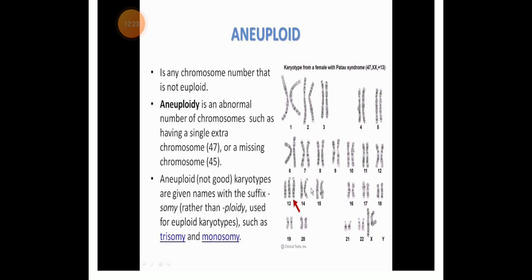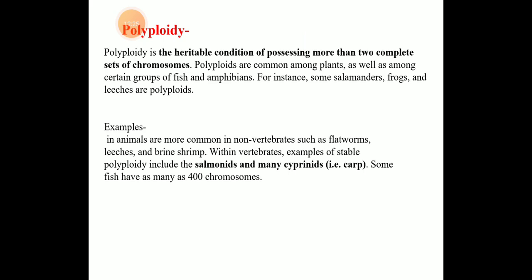Then next is polyploidy. Polyploidy is the heritable condition of possessing more than two complete sets of chromosomes. Polyploids are common among plants as well as among certain groups of fish and amphibians. For instance, some salamanders, frogs and leeches are polyploids. Examples in animals are more common in invertebrates such as flatworms, leeches and brine shrimps.